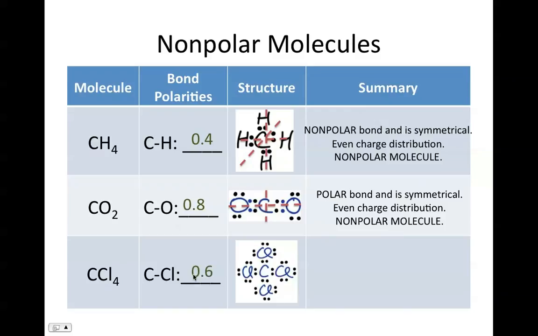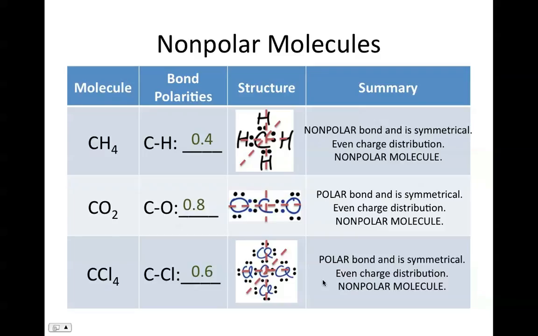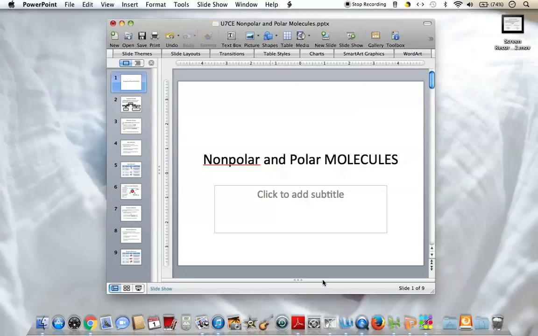And then finally for CCl4, we have a 0.6 bond, so we have a polar bond, and we have multiple lines of symmetry, which means we have a polar bond with a symmetrical molecular shape, so we have an even distribution of charge and thus a nonpolar molecule. Alright, we're going to go into this much more tomorrow, but hopefully this gives you a little bit of background on what nonpolar and polar molecules are.